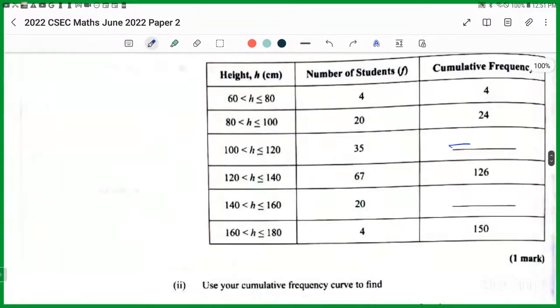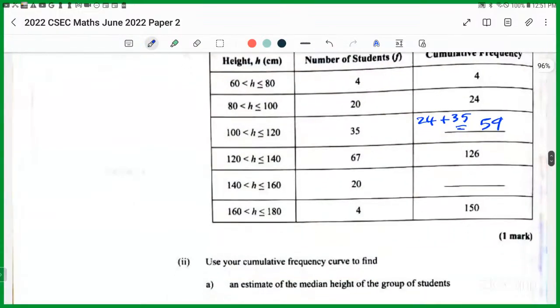To get this value, I just need to add the 35 to this, the next frequency, right? So it's 35 and that makes 59. Let me write it out here. So give it the frequency plus thing there. So it's 24 plus 35. All right. And so this becomes 59.